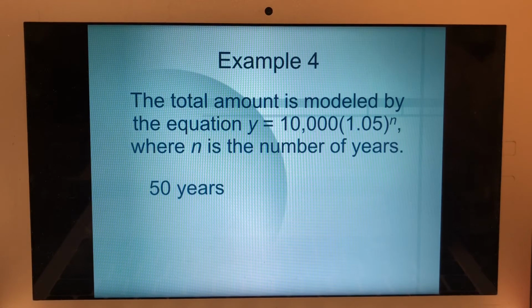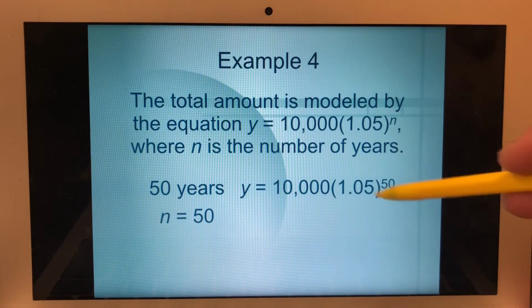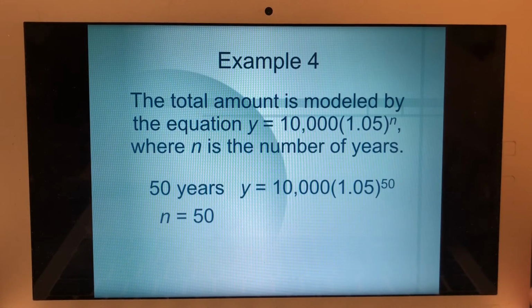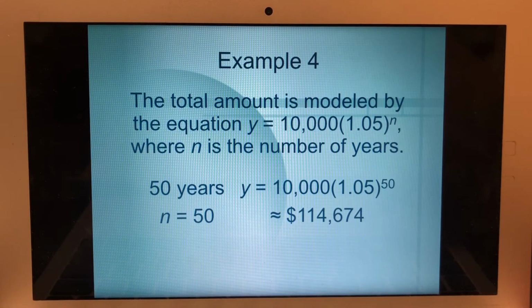If we do this for 50 years, n is 50, so you plug in 1.05 raised to the 50th power. Of course, you're going to be able to use the calculator for this. This approximately gives us $114,674.